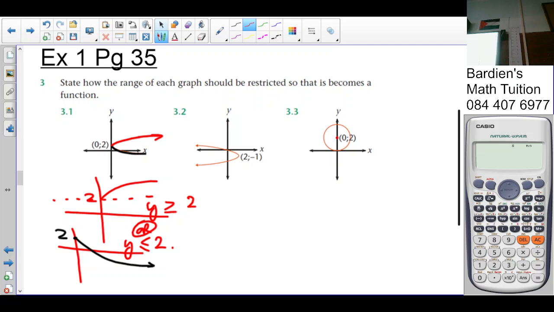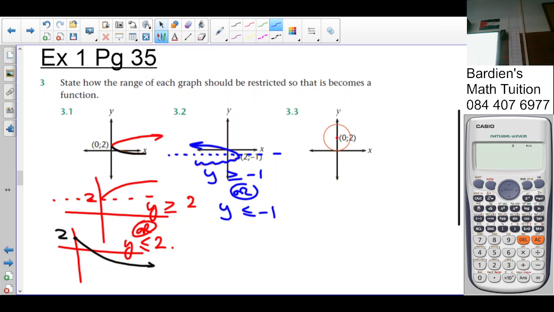Okay. Look at the next one, 3.2. Again, if I take that part of the graph, is that a function? Yes. So in other words, y must be greater than or equal to -1. Or this bottom part of the graph, which is y must be less than or equal to -2.